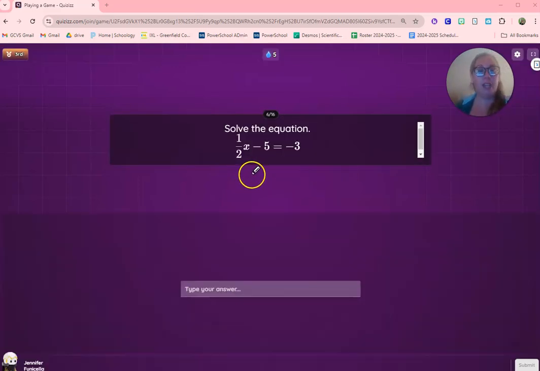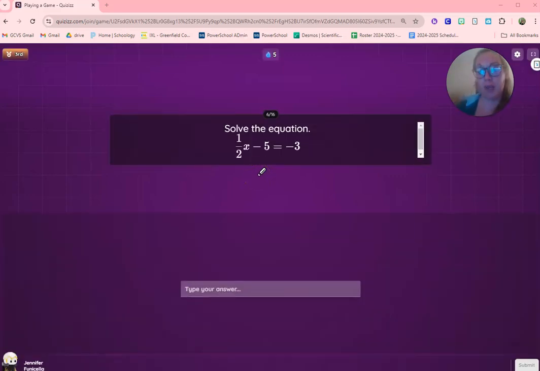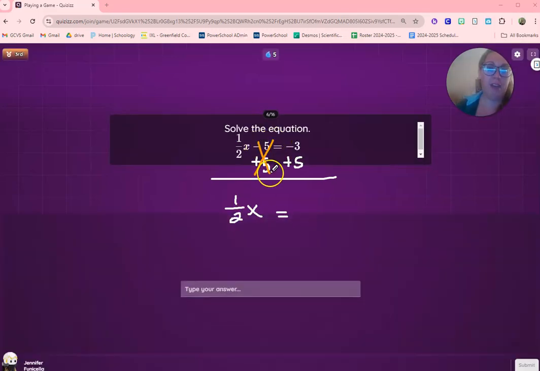1/2 times x minus 5 equals a -3. So we're going to get rid of that minus 5 first. So we will do the opposite and add 5 to both sides. X equals our -5 plus 5 canceled. -3 plus 5 gets us a +2.